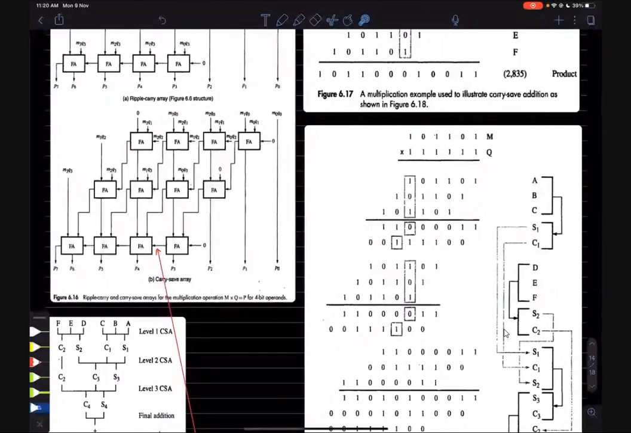Done. You have to check that you are writing in the proper position. This multiplication result is in this position, this is in this position, and this one is after this position.